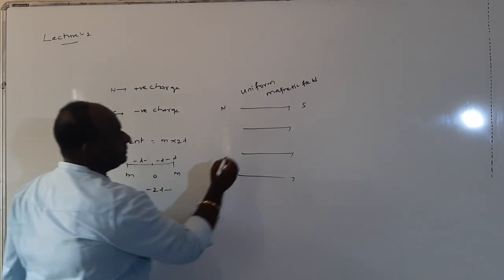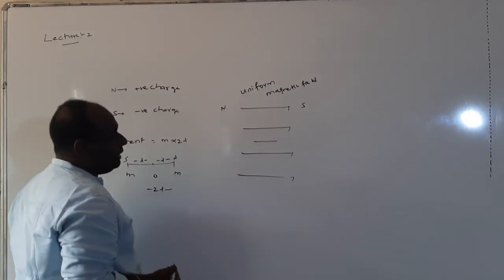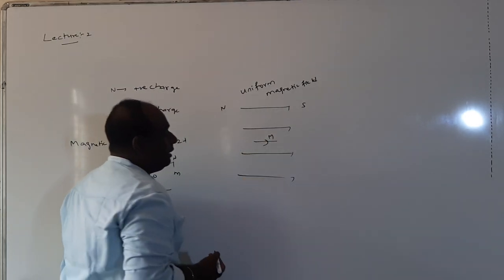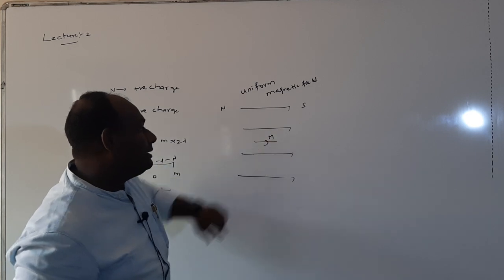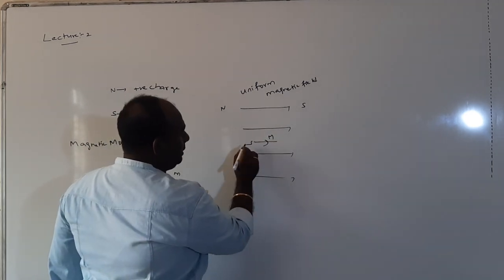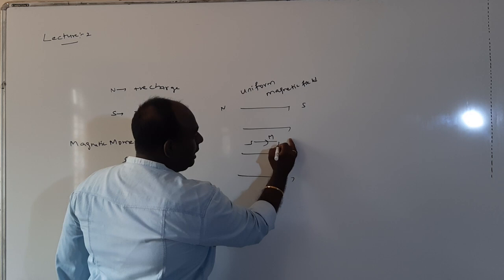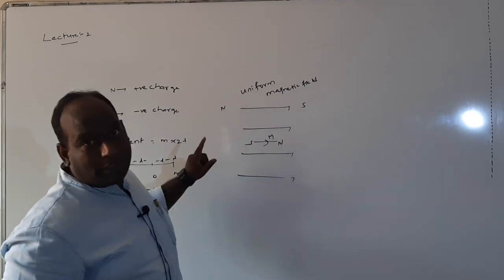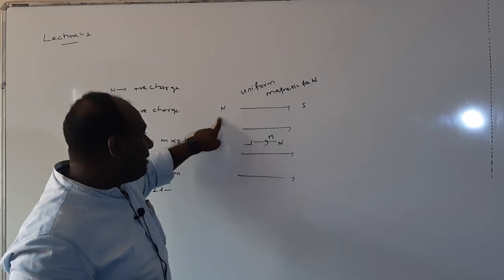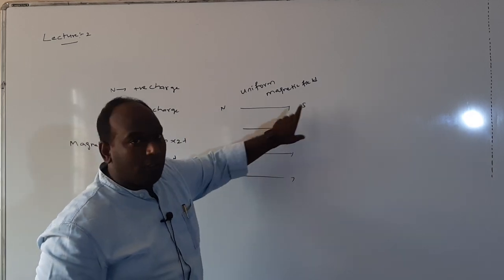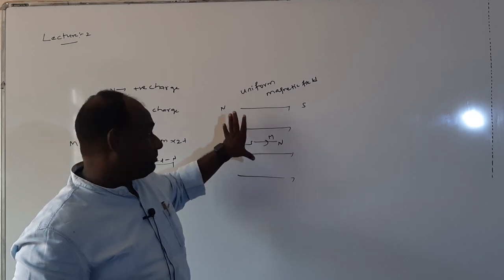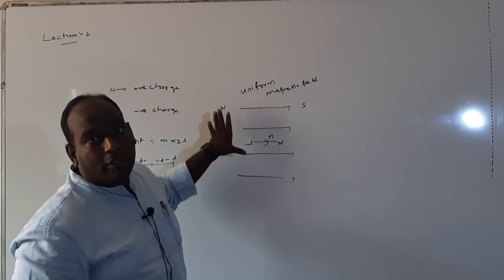If you place a dipole like this, whose dipole moment m is in this direction, what does it indicate? Dipole moment in this direction means the south pole of the dipole is in this direction, the north pole in that direction. Unlike poles attract each other, like poles repel each other. So the dipole is in equilibrium position in a uniform magnetic field.